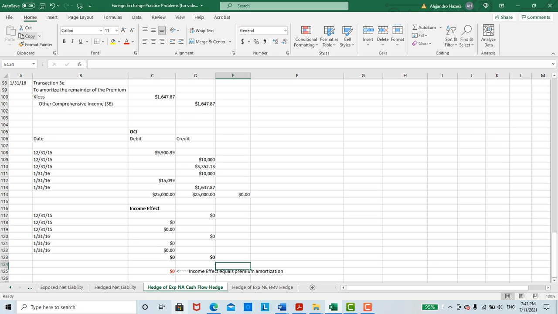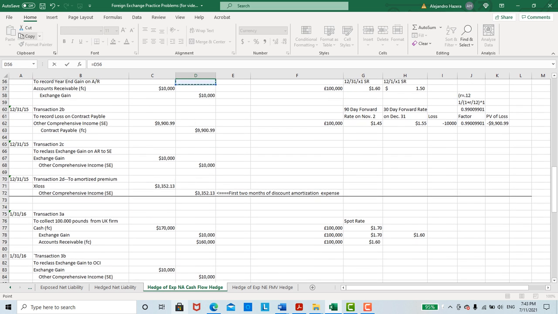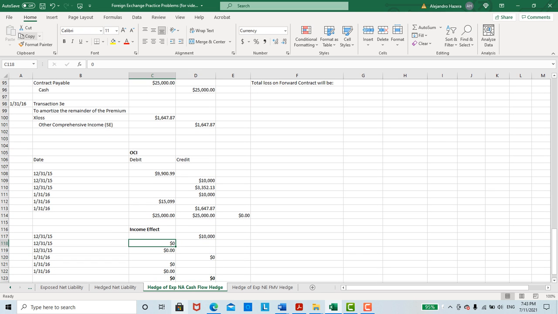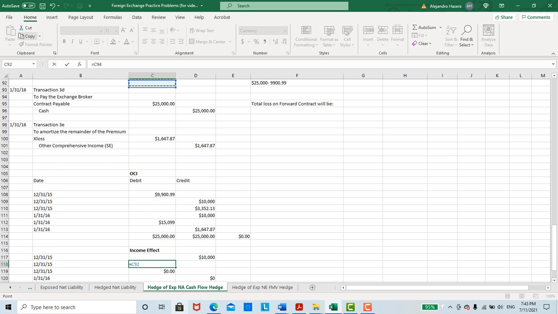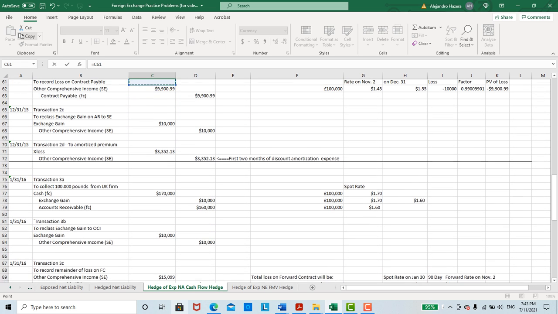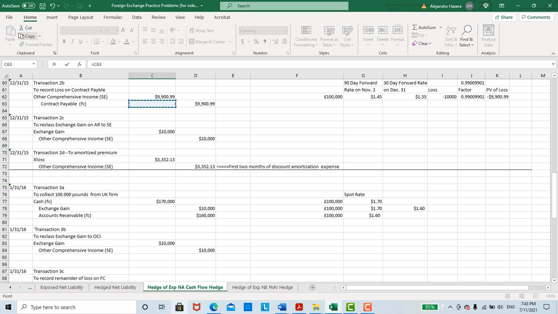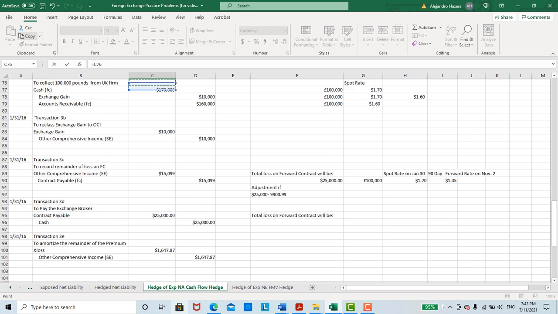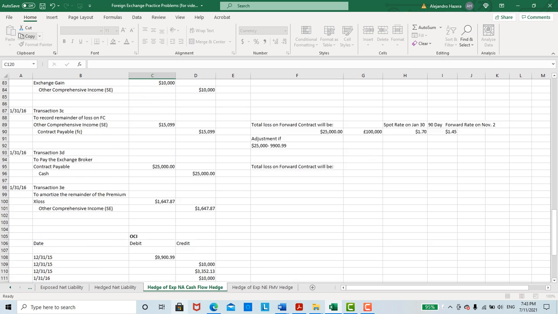Now let's look at the income effect. What are the things that were closed to income? Well, these are exchange gains and losses that would have been closed to your income statement. So there was the initial gain on the account receivable, and then we had a debit for 10,000 on 12/31. Yeah, there it is right there, for 10,000. Then we had the exchange loss for 33.52.